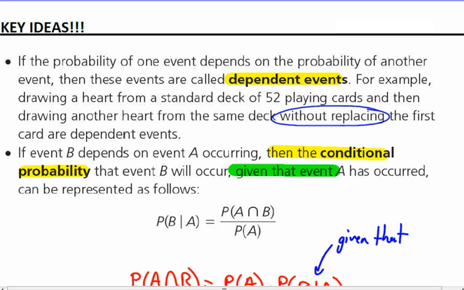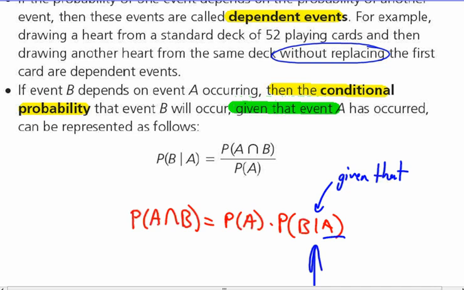If B depends on A, we call this conditional probability. That makes sense, right? It's conditional on what happened with A. So given that A has occurred, can be represented as follows. There are two formulas. You might want to write this one down. It's also on the next page.